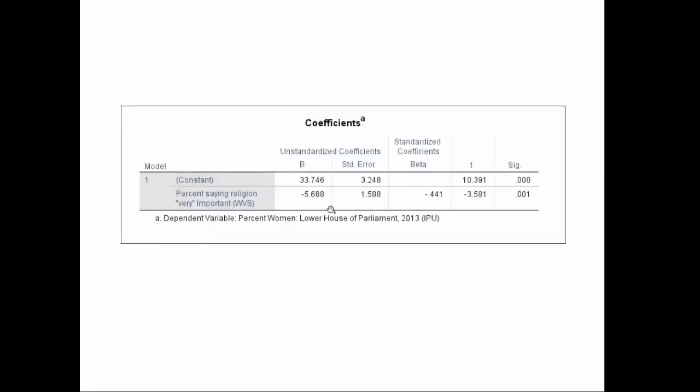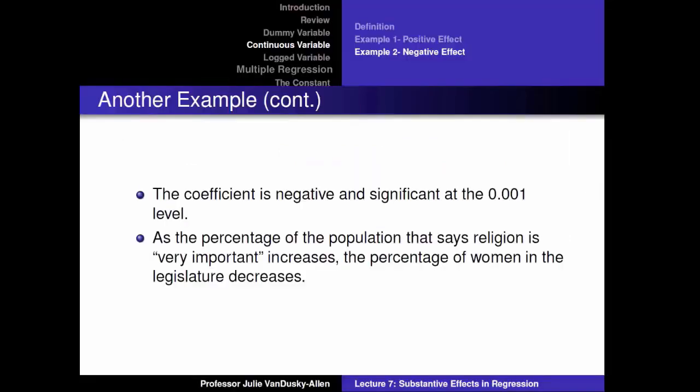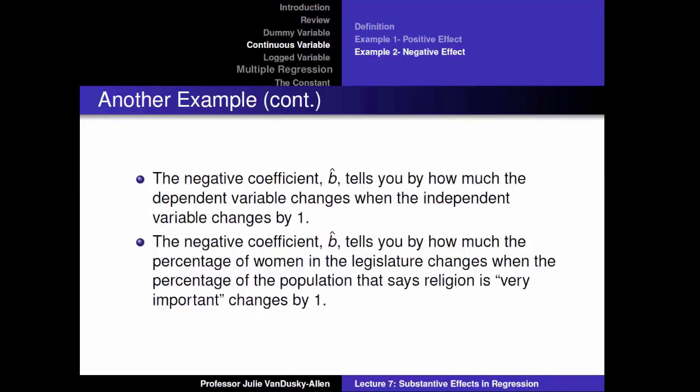The coefficient is negative as expected, and the sig value is 0.001, indicating the coefficient is significant at the 0.001 level. You have support for your hypothesis. As the percentage of the population that says religion is very important increases, the percentage of women in the legislature decreases. Not only do these results show you that religious importance has a negative effect on the percentage of women in the legislature, it also tells you the specific negative effect it has.